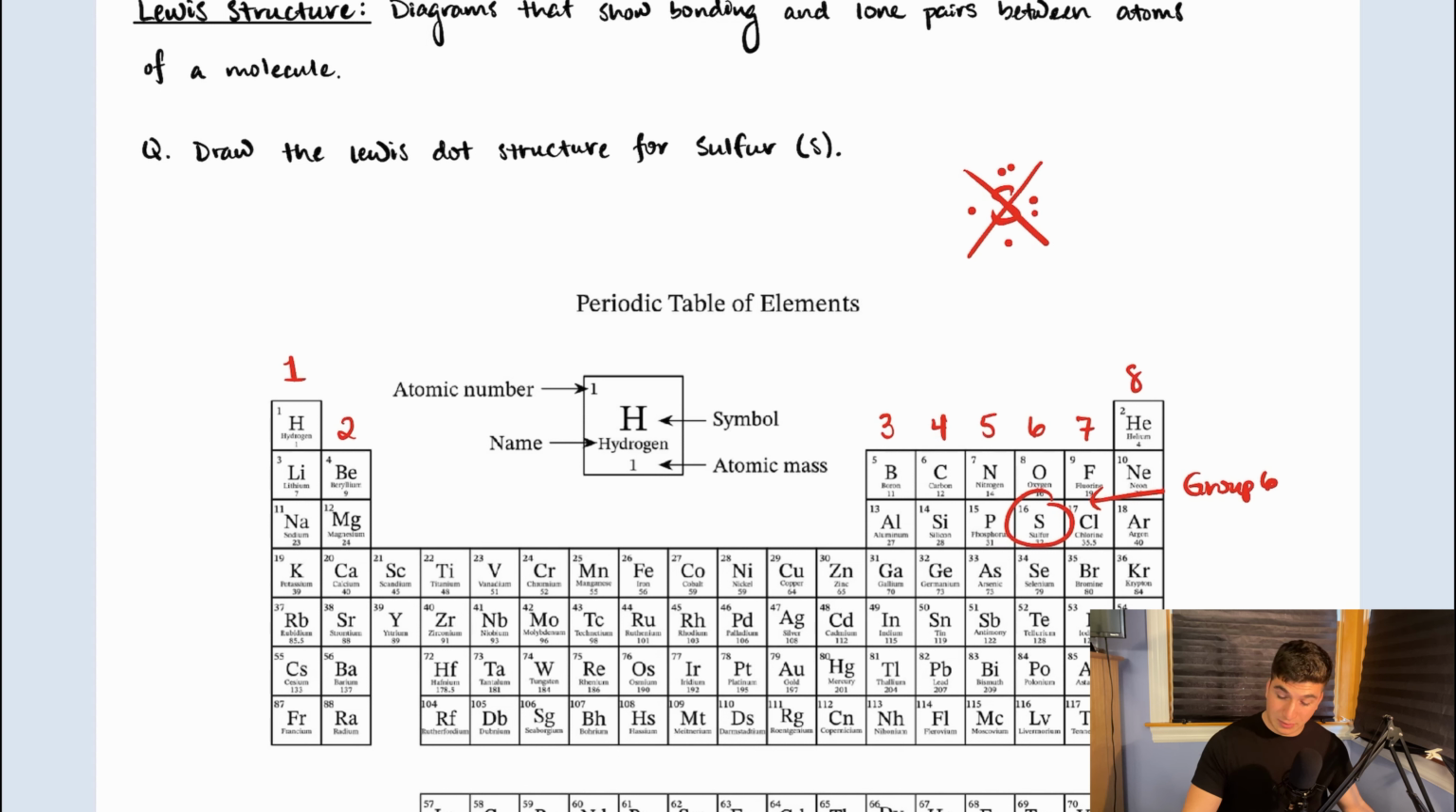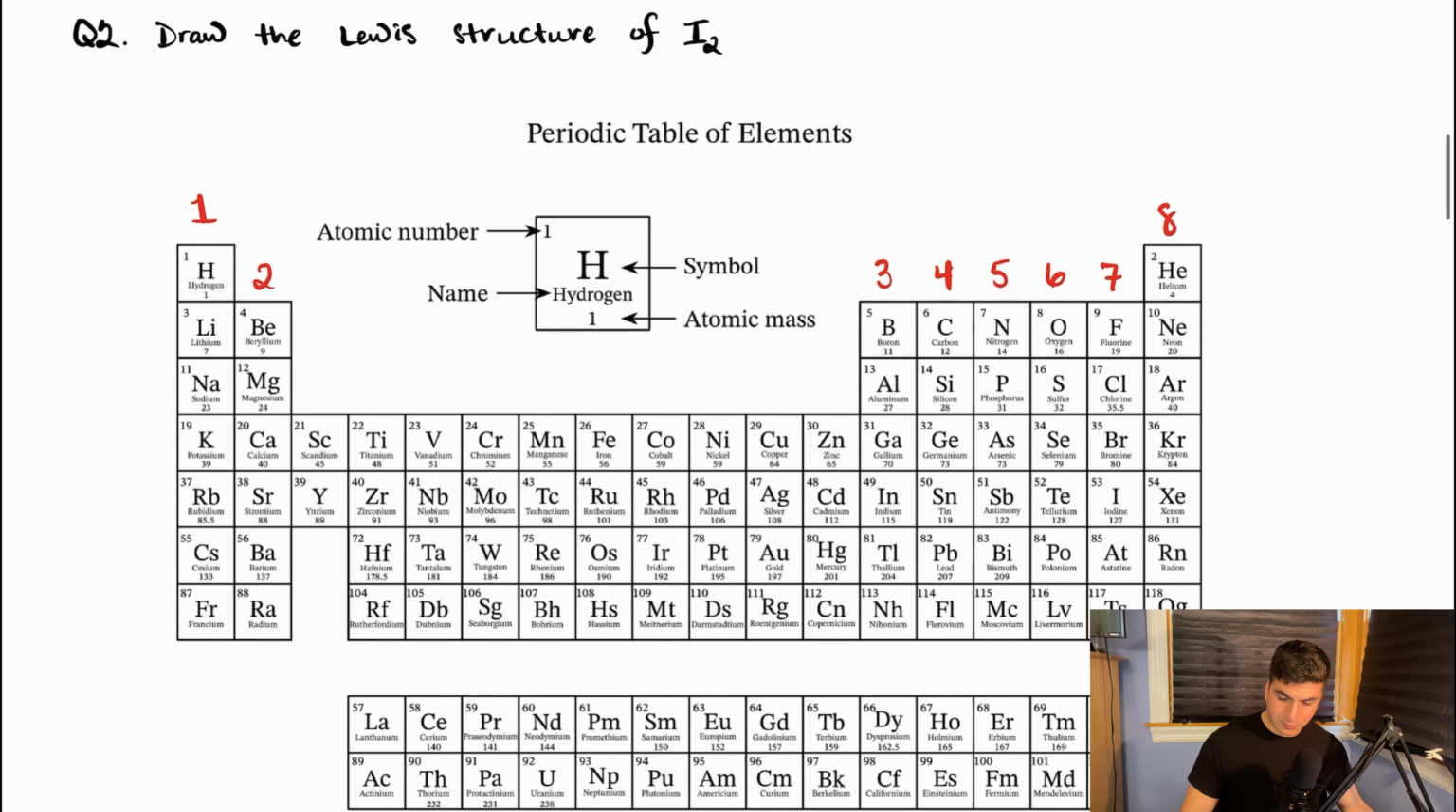And that's pretty much it. So now I'm going to redraw this without the lines. And that's your final answer. There's the Lewis structure for sulfur. Pretty easy, right? But obviously this isn't the hardest type of question you're going to get. This is actually basically the easiest question you could get. So we're going to move on to the next question, a bit more complicated.